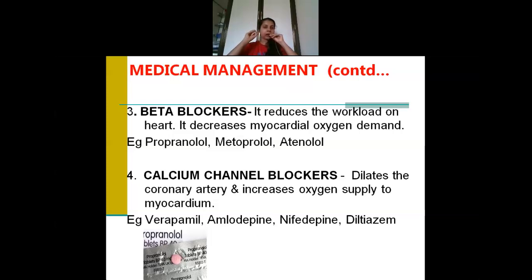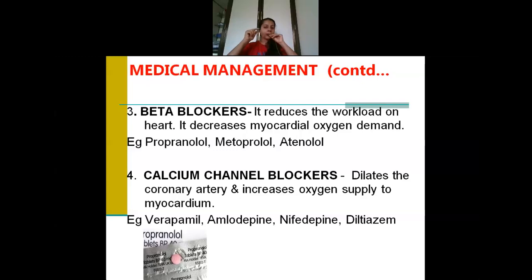Next is antihypertensives. Now we have studied so many classifications of antihypertensives, isn't it? So we could give beta blockers. If the patient is suffering with hypertension, we can give beta blockers. Now beta blockers will again reduce the workload on the heart. Examples are propranolol, metoprolol, and atenolol.